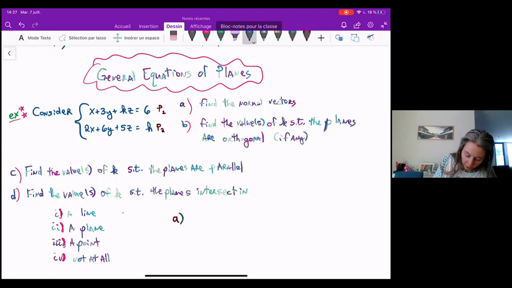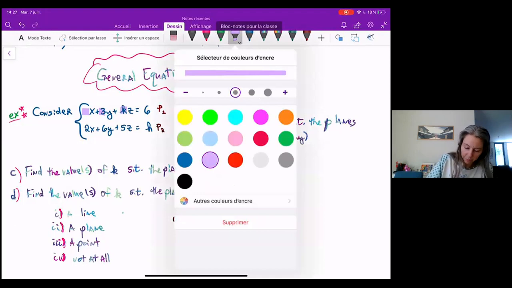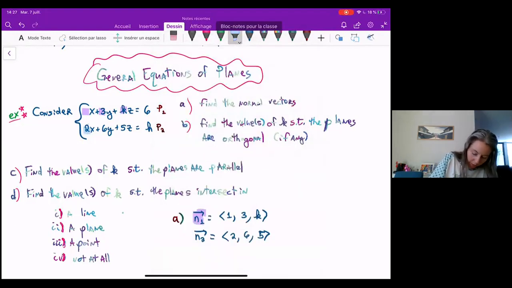The normal vector of the first plane will be 1, 3, k. So I'm just looking here at my coefficients of x, y, and z. The normal vector for my second plane here will be 2, 6, and 5. And here I'm just looking at the coefficients of the second plane. So that 2, that 6, and that 5. So that gives me my normal vector for the second plane. That's it. That's A. We have our normal vectors.